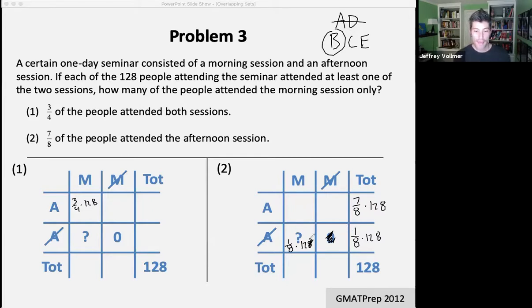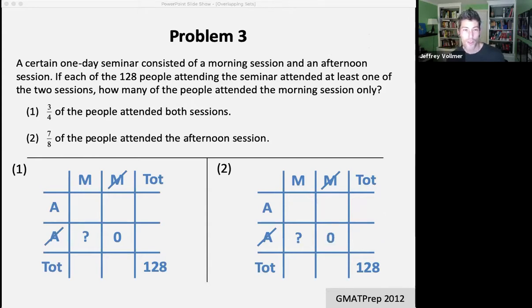And then you'd combine it with statement 1. So when you combine with statement 1, I would just take everything in statement 1 and put it here. That would tell you that this is 1/8 of 128, and you'd see if you can solve it from there. Only when the two statements alone are not sufficient do you get to combine them. So here's a way you could do that.